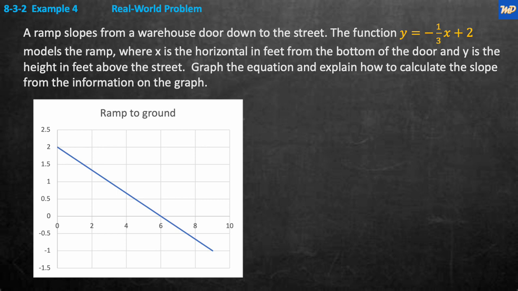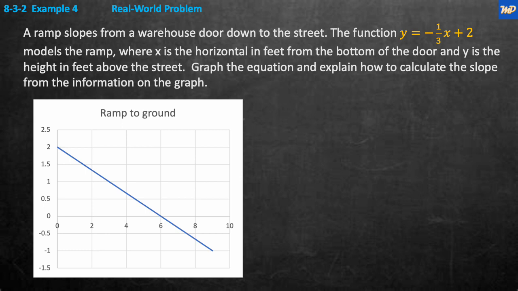Okay, example 4, a real-world problem. So there's a warehouse here and a door that's above the street. And there's a ramp that goes out from the door out to the street. And it's so many feet out from the street. So it says a ramp slopes from a warehouse door down to the street.